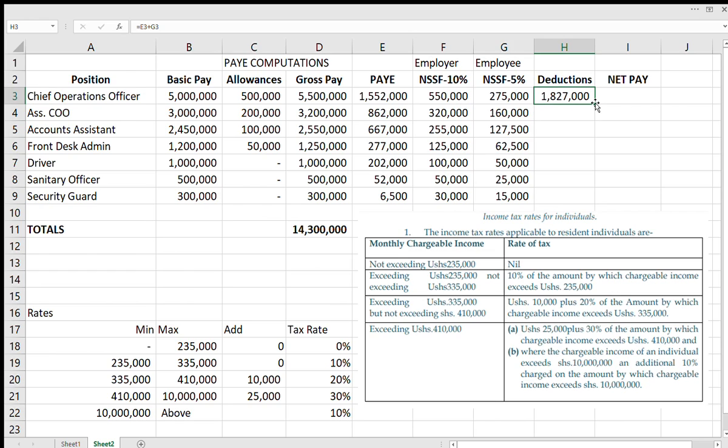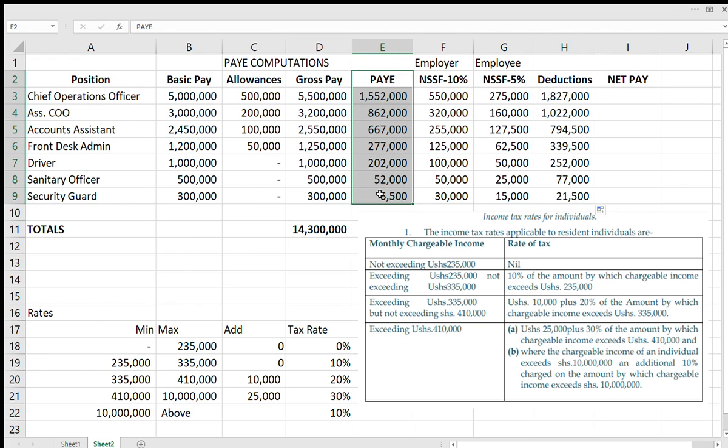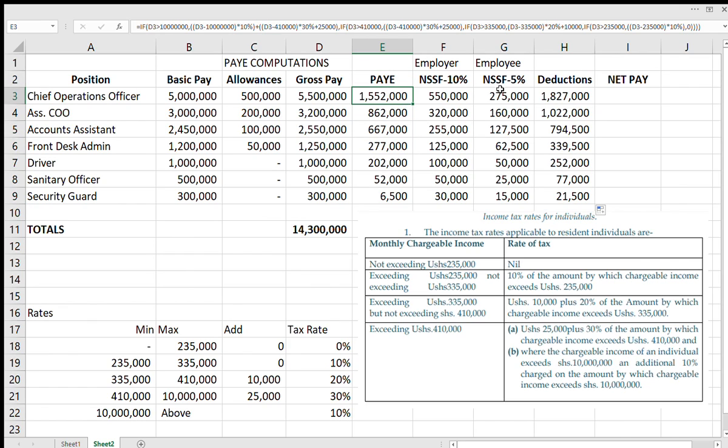So that is the deduction that is going to be done by the company. The employee is not going to receive this money in the pockets, because some of it is going to go to URA through the pay as you earn, and the other part, the 5%, is going to go to NSSF in addition as an employee's contribution, which will be added to the 10% to take to NSSF.